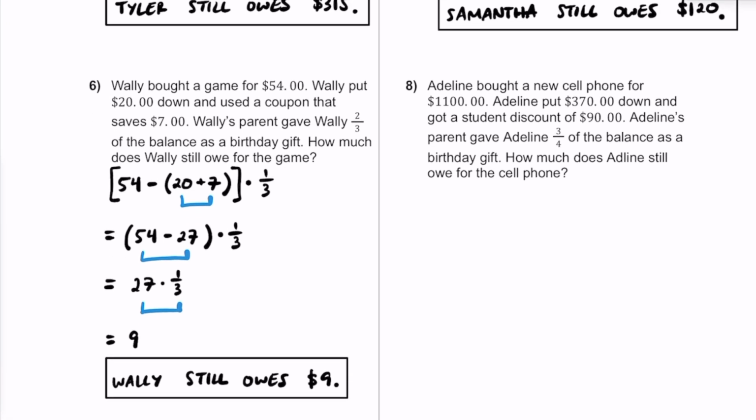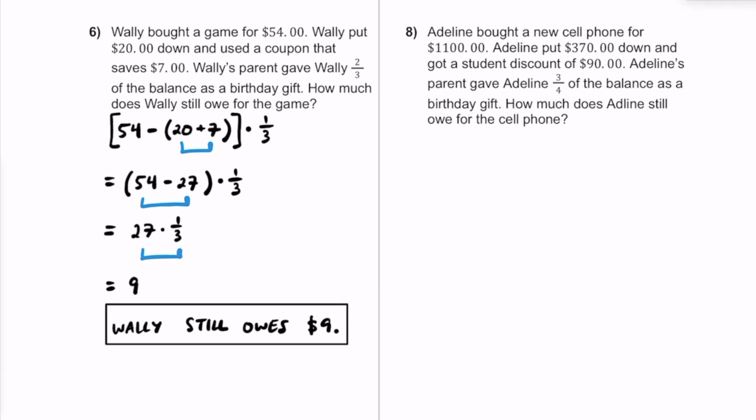All right, let's check out number 8. Here, Adeline bought a new cell phone for $1,100. Adeline put $370 down, which she pays right away, and then got a student discount for $90. So that's taken care of as well. Adeline's parent gave Adeline 3/4 of the remaining balance as a birthday gift. How much does Adeline still owe for this cell phone? Sorry, I spelled this wrong a little bit.